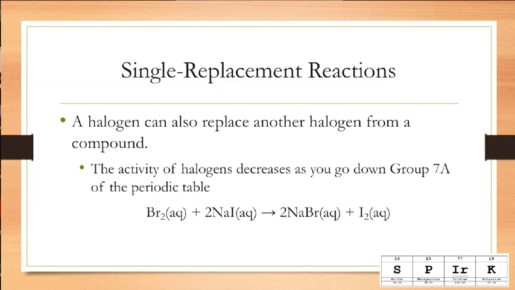So here we have bromine plus NaI yields NaBr plus I2. So we see that bromine is higher on the periodic table than iodine, so bromine will replace iodine. And if we look here, bromine plus NaCl, this is actually no reaction because bromine is less reactive, it's below chlorine, so it will not replace chlorine.